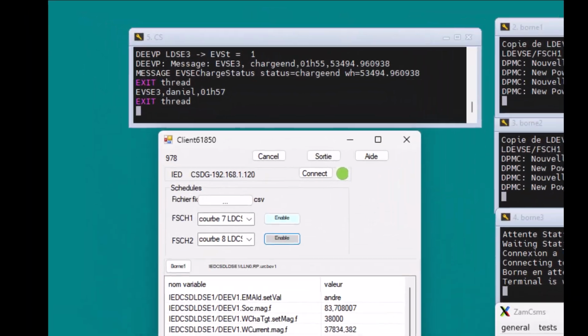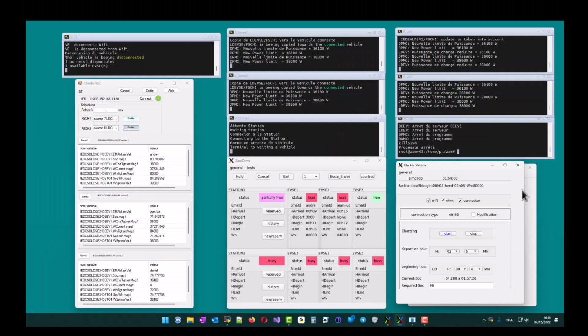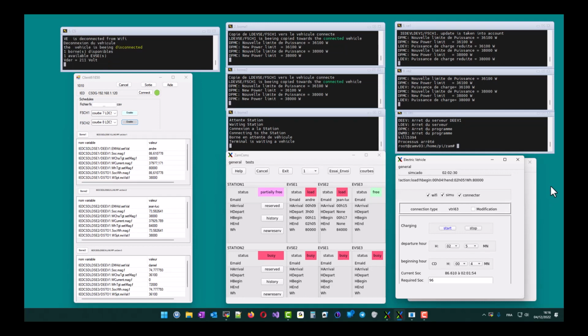The station notes an increase in voltage and therefore an increase in maximum charge power. The vehicle has completed its charge, reached its departure time, and its total local consumption is registered by the CSMS.